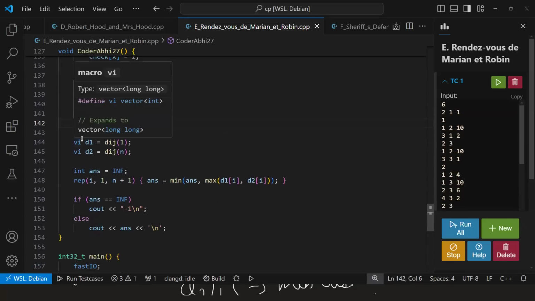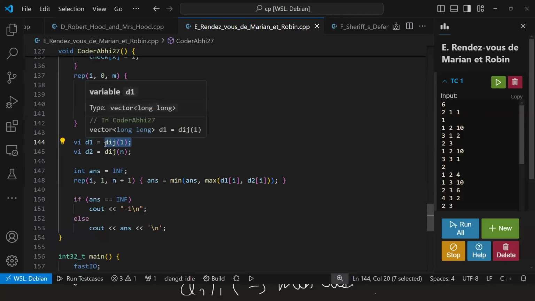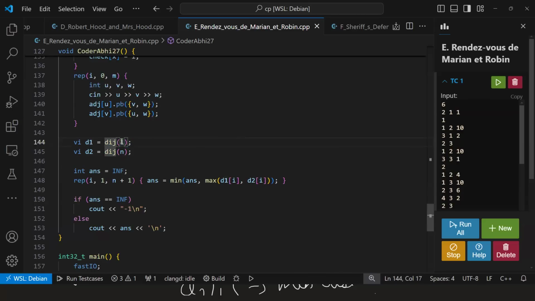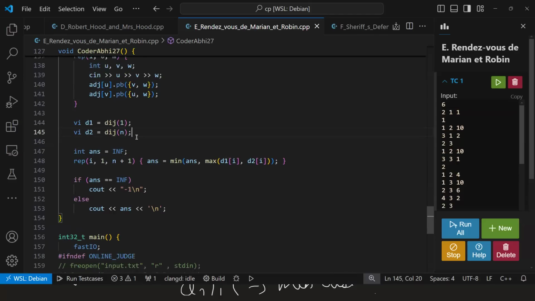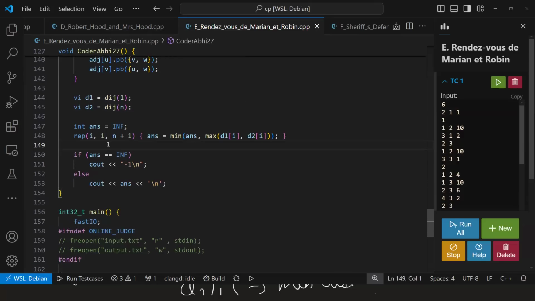Now D1 is a vector of int. So this Dijkstra function is returning me a vector which is storing the distances from the source node to every other node. So I got D1 by running 1 as the source and D2 by running n as the source. After that, once I have got the distances with 1 as the source and n as the source, let's suppose I have got this. I will look at the Dijkstra after this, how I'm doing it.